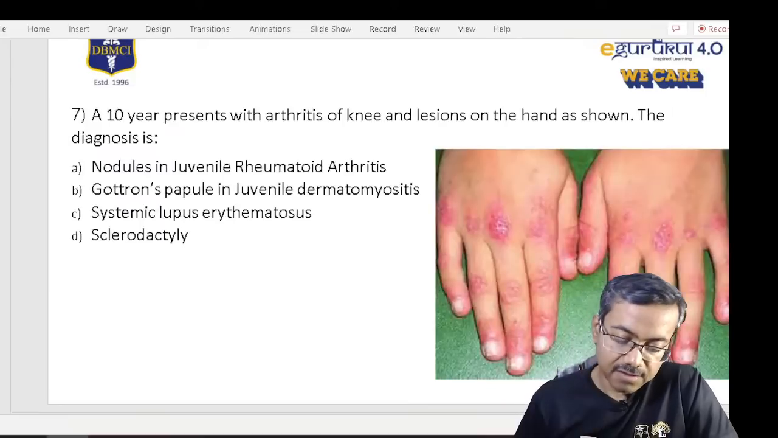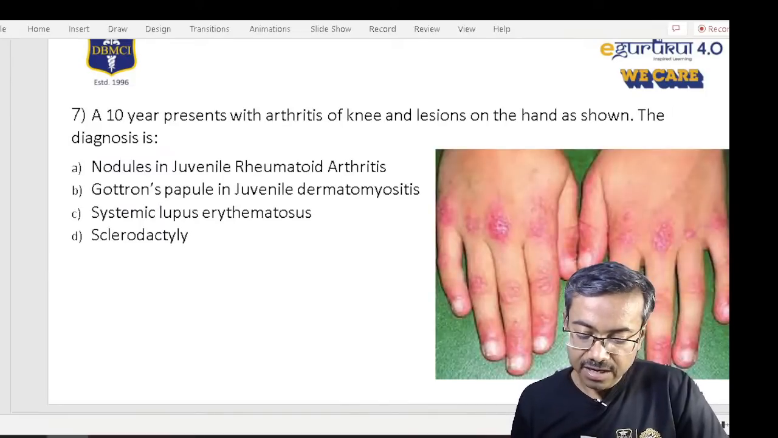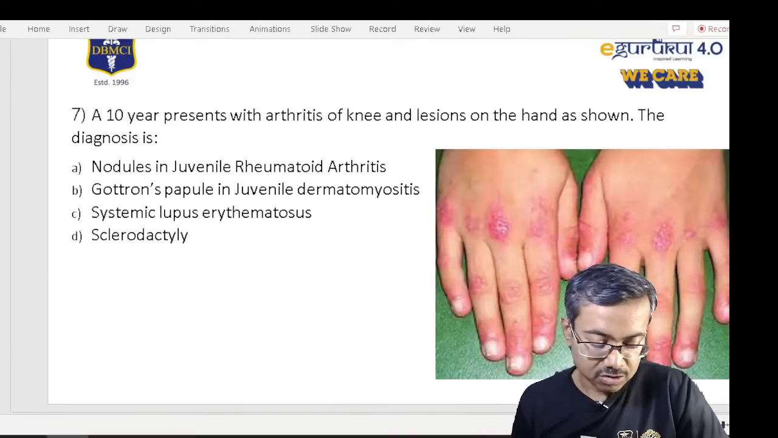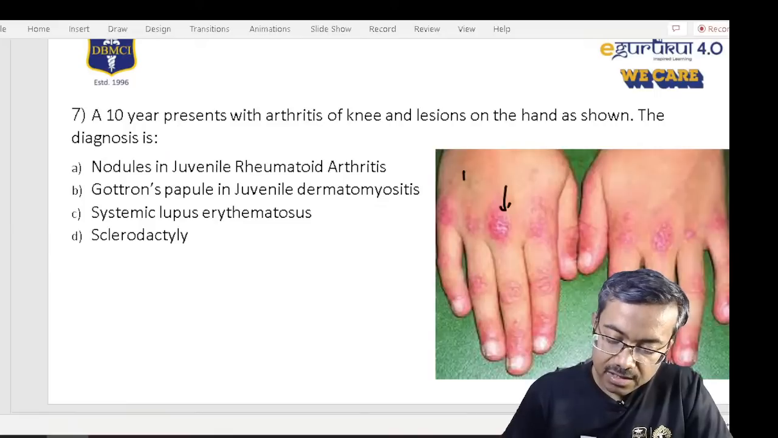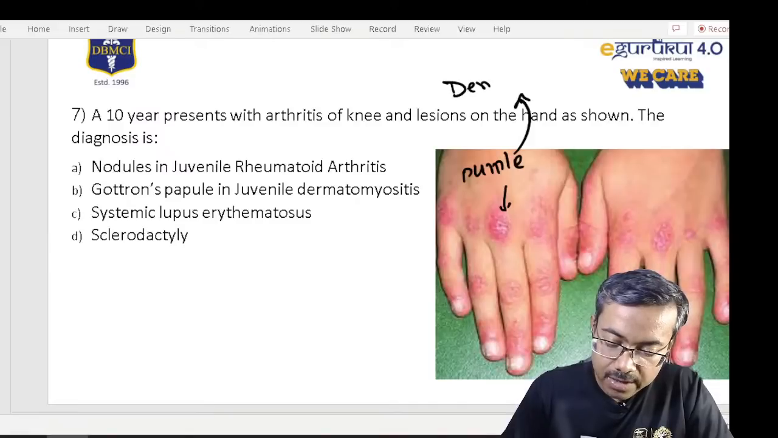Okay. Seventh, a 10-year-old presents with arthritis of the knees and lesions on the dorsum of the hand as shown. The diagnosis is, this is typically a purple rash of dermatomyositis.